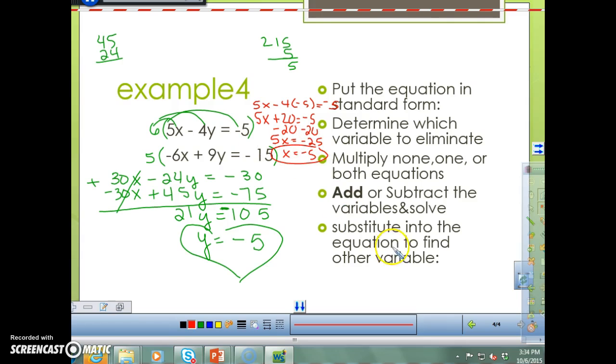So x is negative 5. So our ordered pair where they cross is at negative 5, negative 5. Wait, is that negative 4?